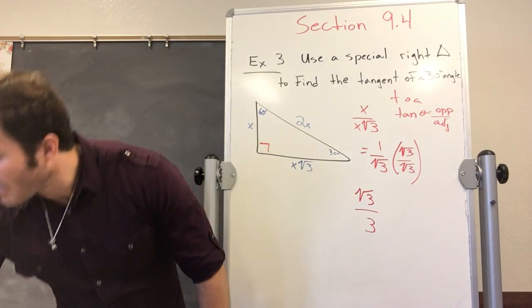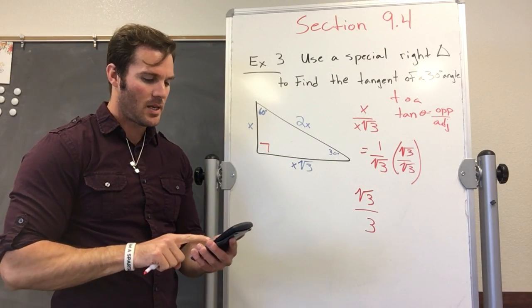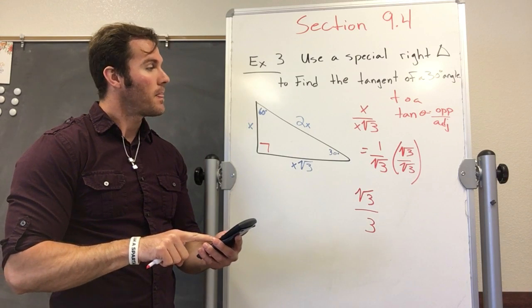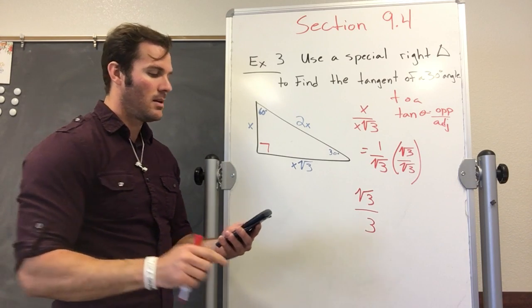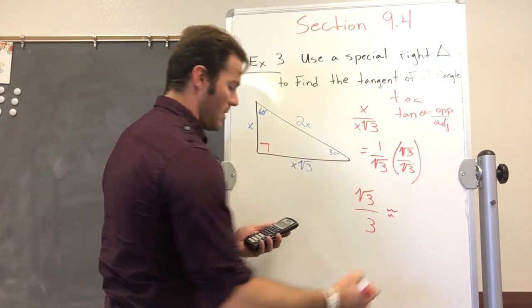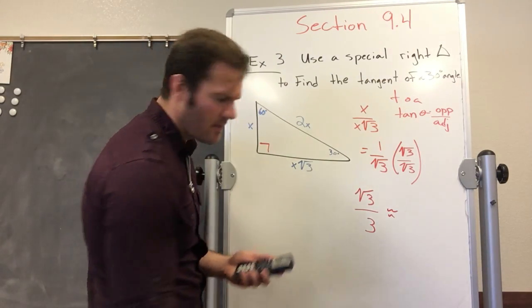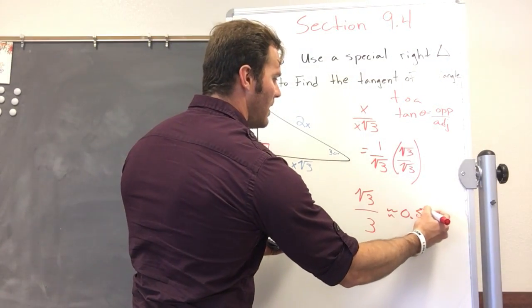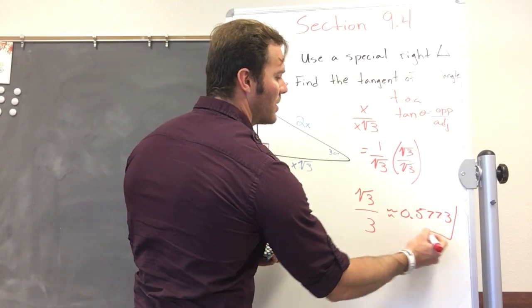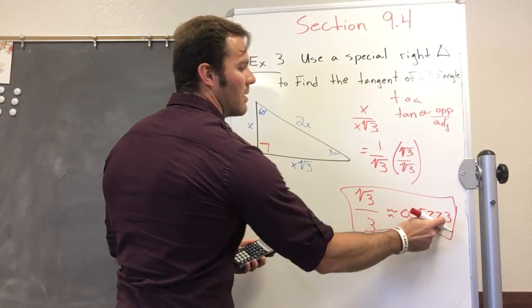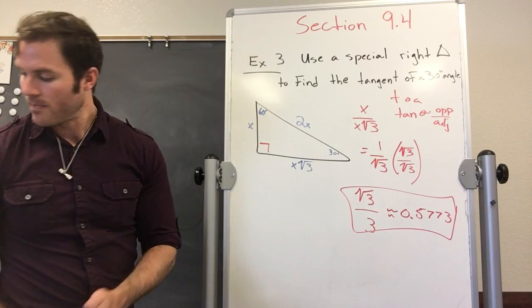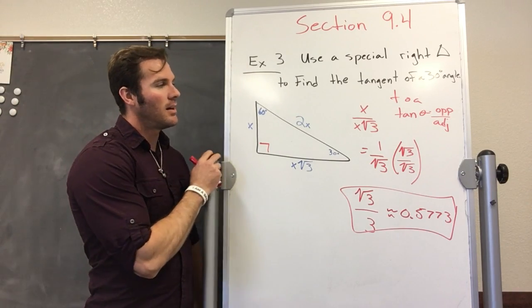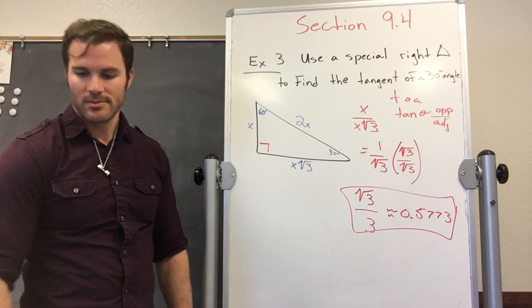And we can plug that into the calculator. Square root of 3 divided by 3 is going to be approximately 0.5773. That's what I got. Is that what the book got? That's what the book got. 0.5773. I go 4 digits past the decimal because they didn't tell me to do it any other way. Okay, so that's how we find tangents of certain angles.